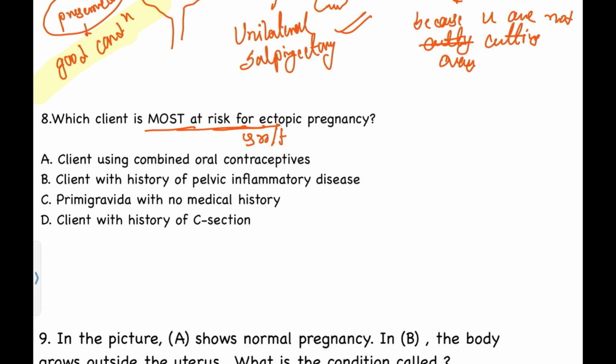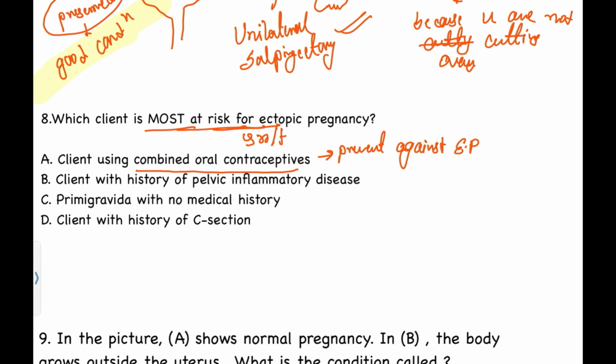Okay. Now, option A, client using combined oral contraceptive. If the mother is using a combined oral contraceptive, or any kind of contraceptive, it prevents against ectopic pregnancy, and not only ectopic pregnancy, but any kind of pregnancy, either ectopic pregnancy, normal pregnancy or molar pregnancy. It will protect against any kind of pregnancy.